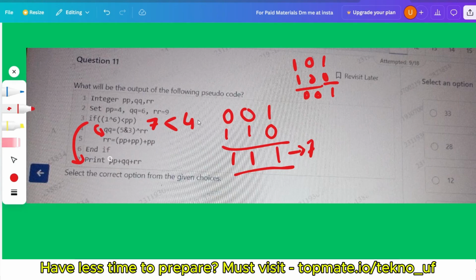So print p plus q plus r. The value of p is 4, q is 6, r is 9. So 9 plus 6 is 15, plus 4, that is 19. So that is the correct answer. As I can see, option 19 is not included, so let me just include it and check it. So 19 is the correct answer. I hope your answer is also the same. So I love the comment.